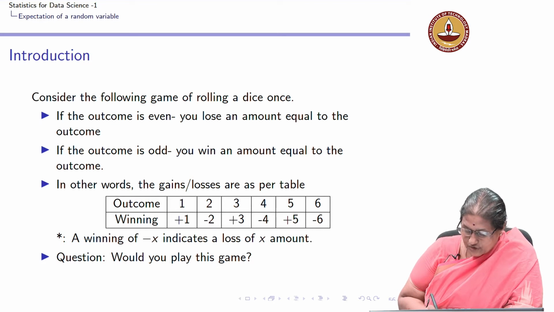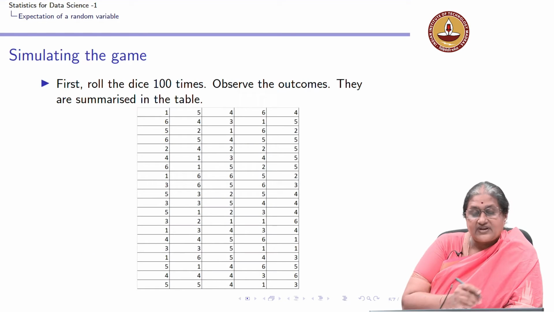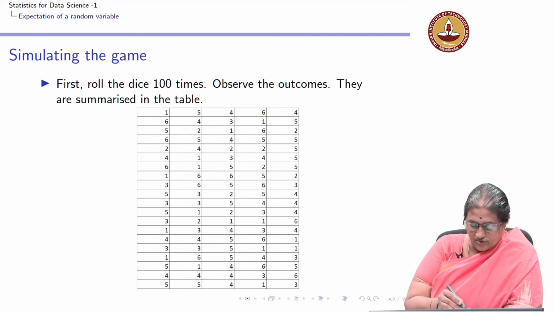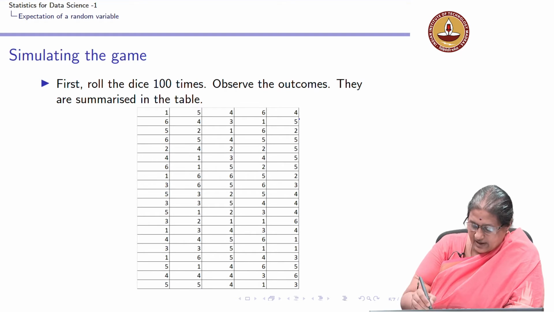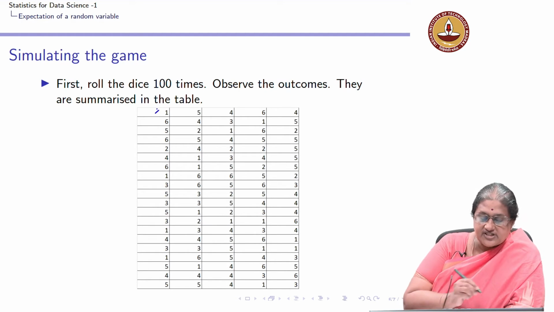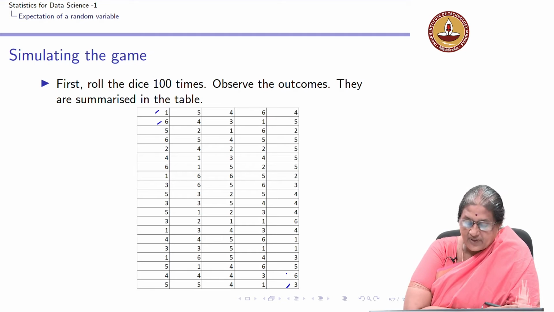So I am going to just roll the dice 100 times. Once I roll a dice 100 times and observe the outcomes, you can see that I have 100 outcomes which I have summarized here. The first outcome was a 1, second outcome was a 6, and my 100th outcome was a 3.